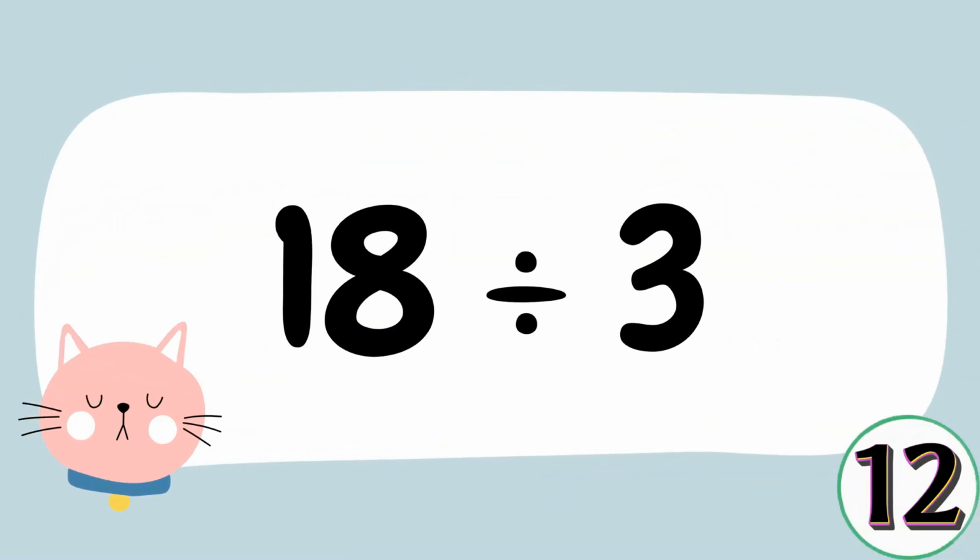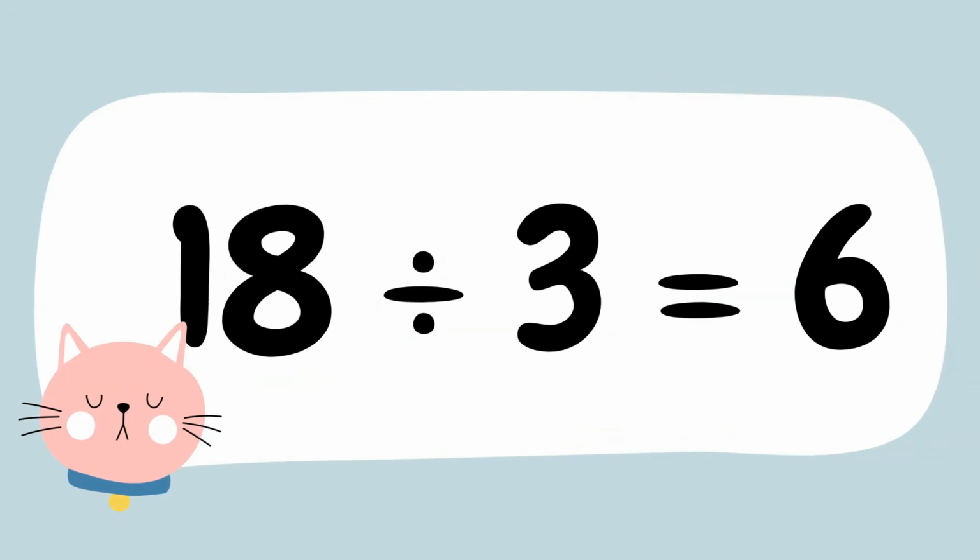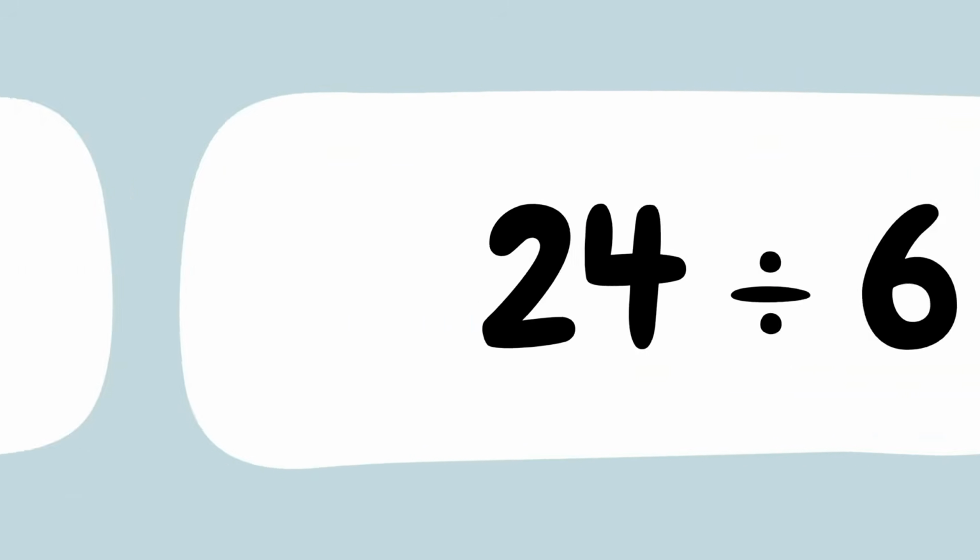What is 18 divided by 3? The answer is 6. 18 divided by 3 is 6.